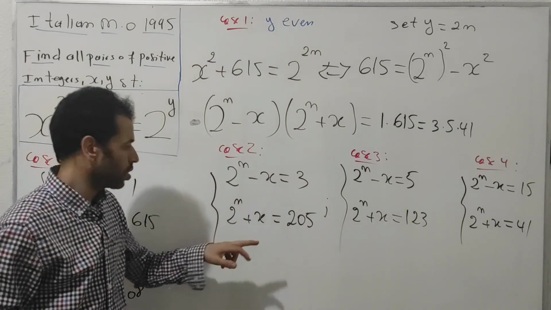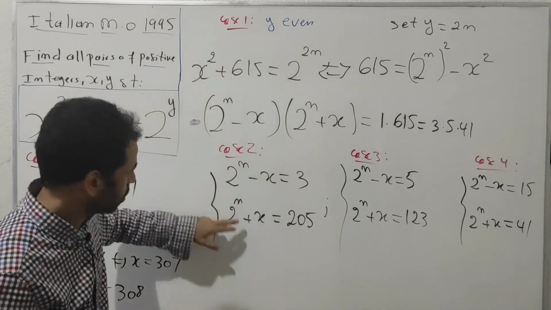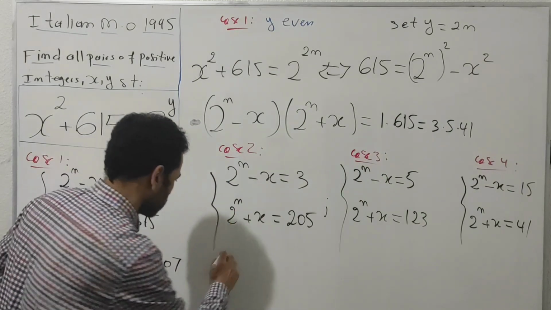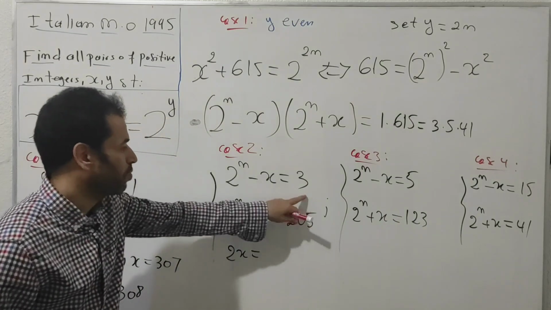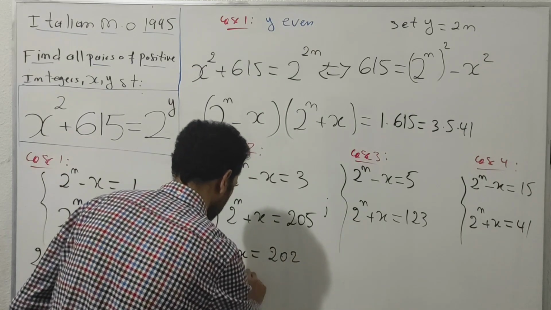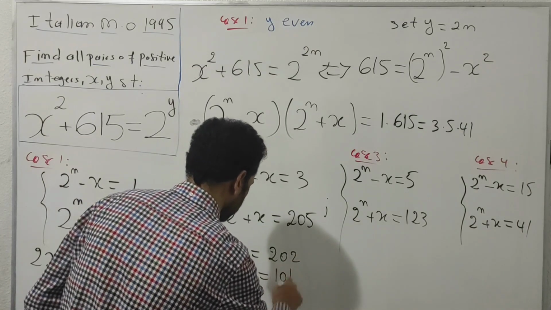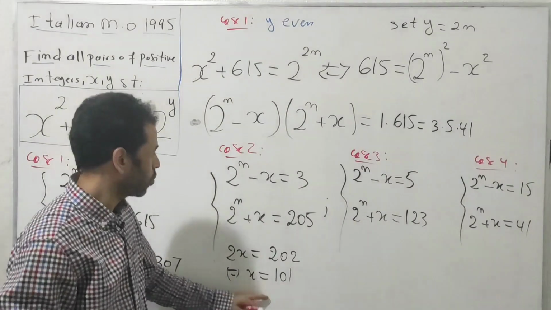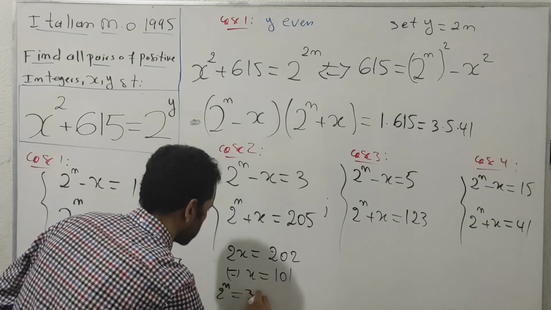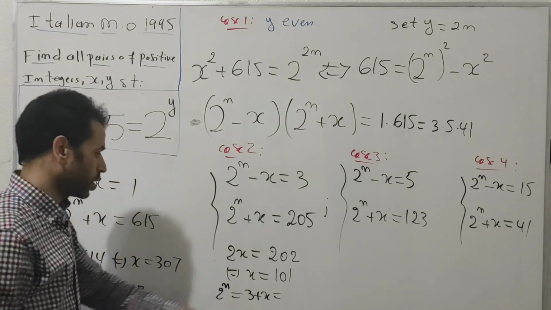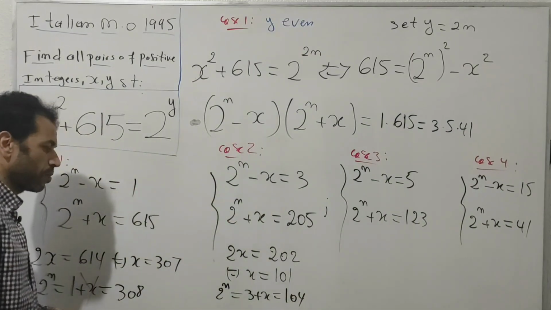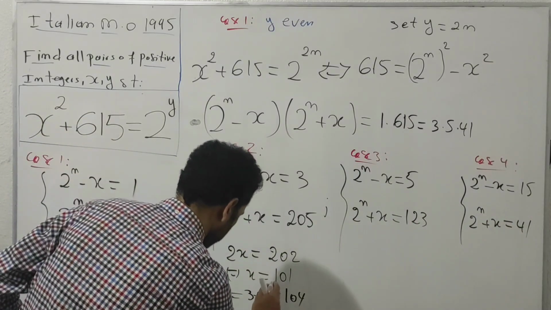Let's check the second case. I'm going to do the same thing by subtracting this one from this one. I will get 2x equals 205 minus 3, which gives us 202, so x equals 101. That means 2 to the n equals 3 plus x, so 101 plus 3, which is 104. 104 is not a power of 2 as well, so this one is ruled out.